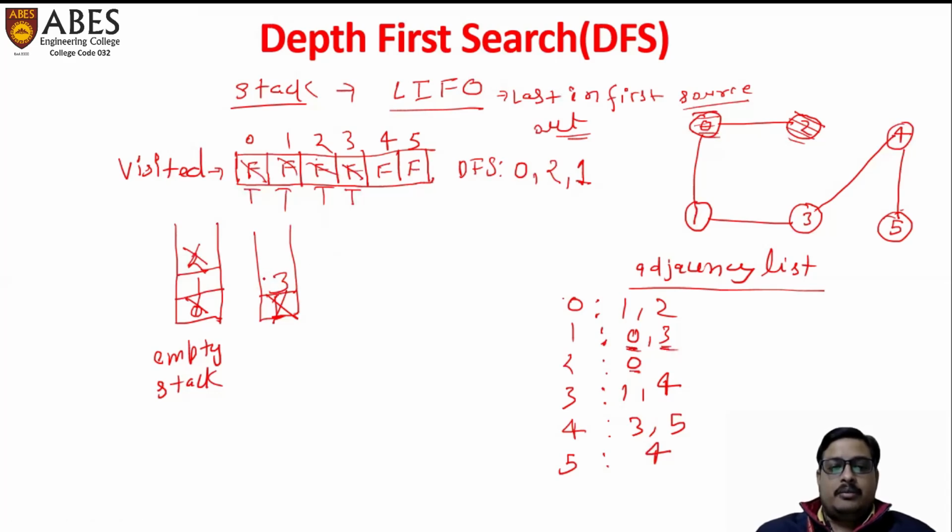Now again we'll pop the top symbol from the stack, which is 3, and we will add this 3 onto the DFS list.